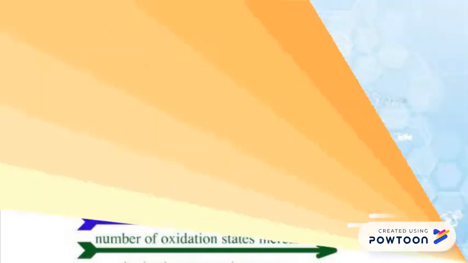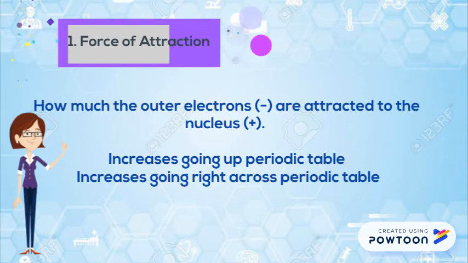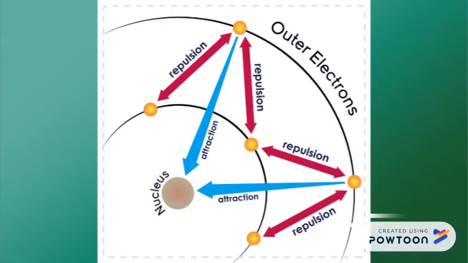Number one, force of attraction. It is how much the outer electrons are attracted to the nucleus. It increases going up the periodic table because there is one fewer energy level of electrons that will separate the outer electrons from the nucleus. It increases going right across the periodic table because the nucleus gains protons and the atom has the same number of energy levels as you move across a period.